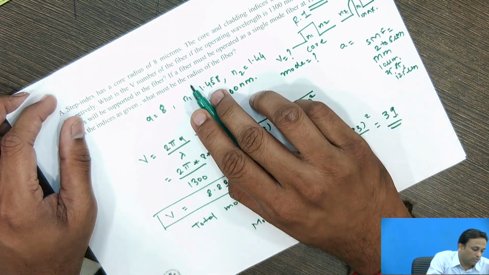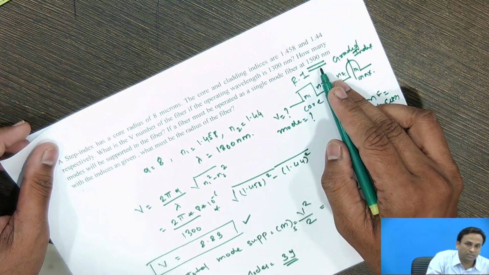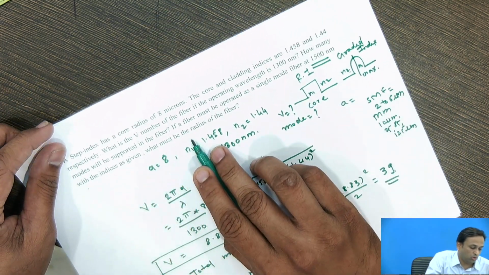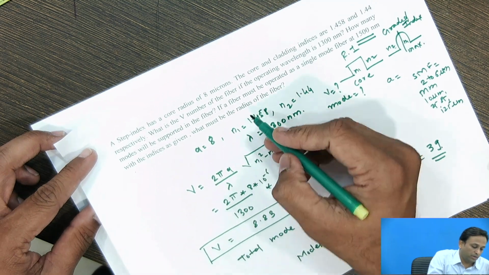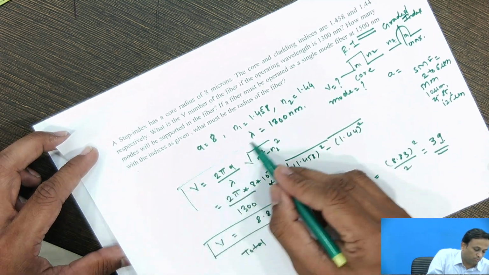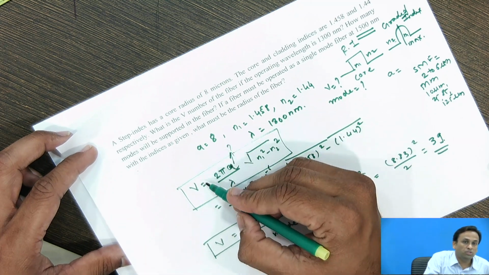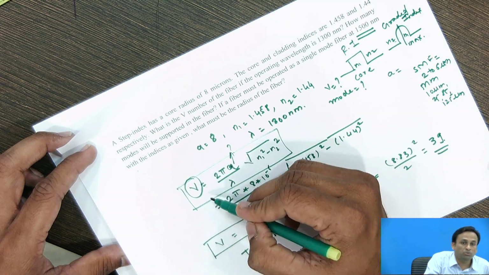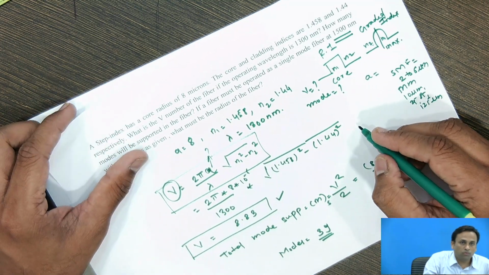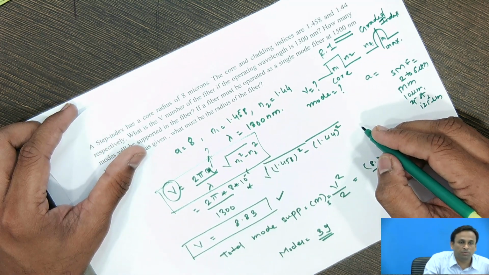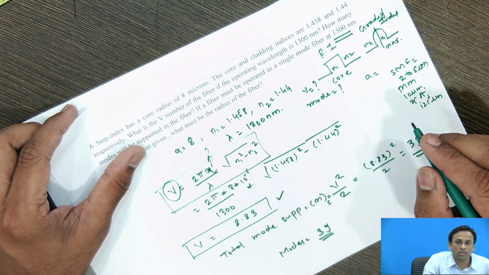Now they have asked, if a fiber must operate as a single mode fiber at 1500 nanometers with the indices as given, what must be the radius of the fiber? We have to make use of the same formula, and we need to calculate this A. So what value of V are we going to take? As we have seen previously, if V equals 2.405, it is the cutoff frequency. If it is less than that, it supports single mode. If it is greater than that, it supports multimode.